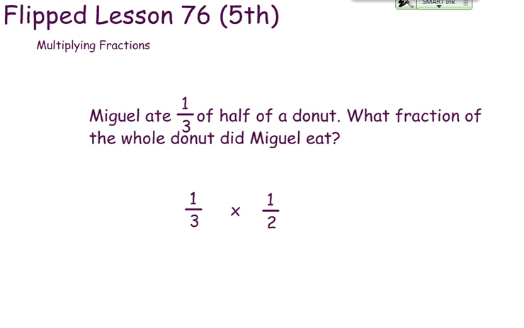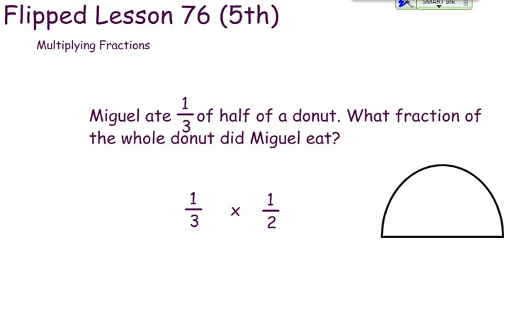And we start by looking at a very simple picture. It says Miguel ate 1/3 of half a donut. So if I draw a quick picture here, we'll have this half circle represent our half a donut. We want to understand that if Miguel ate 1/3 of the half that's there, what fraction of the whole donut did Miguel actually eat? And so we see how the problem is set up. 1/3 of means multiply.